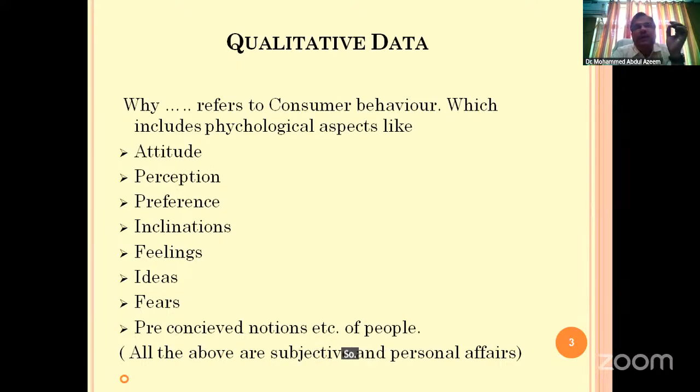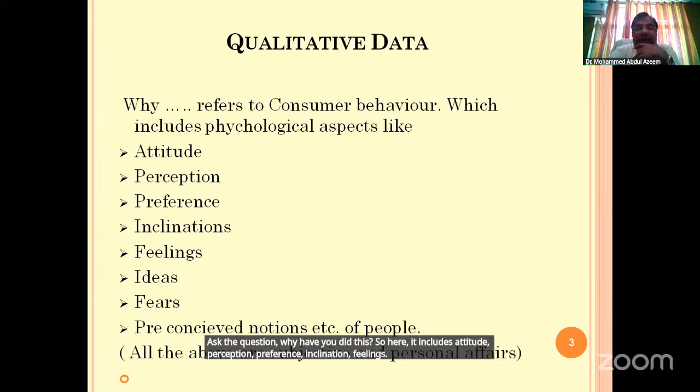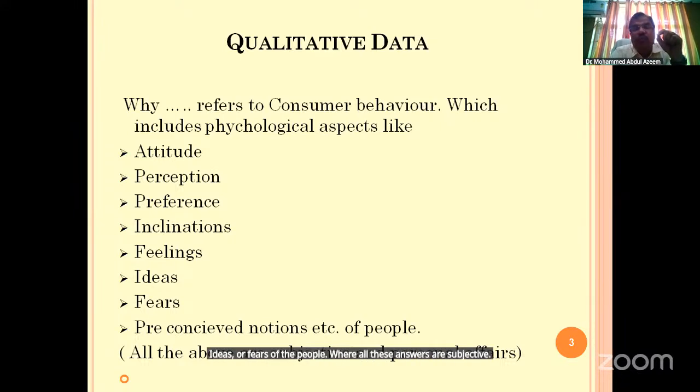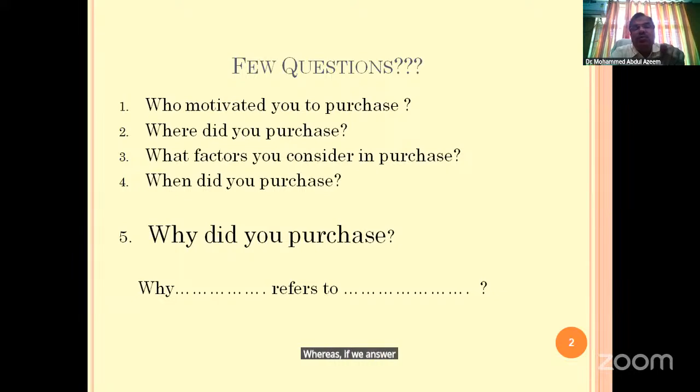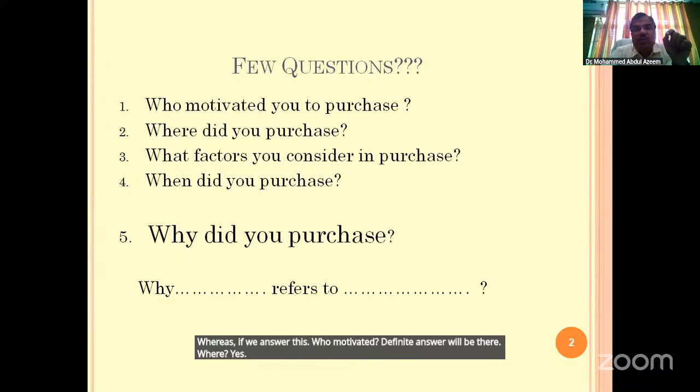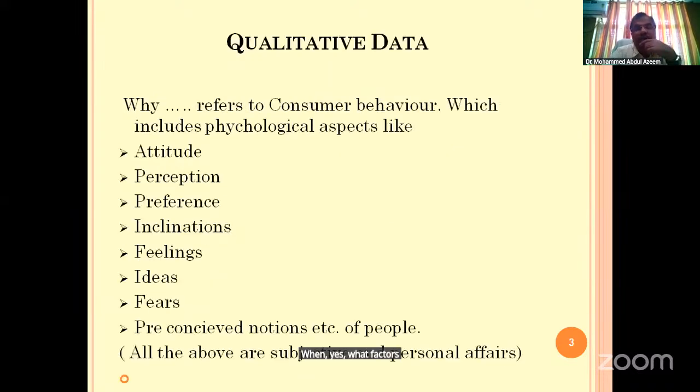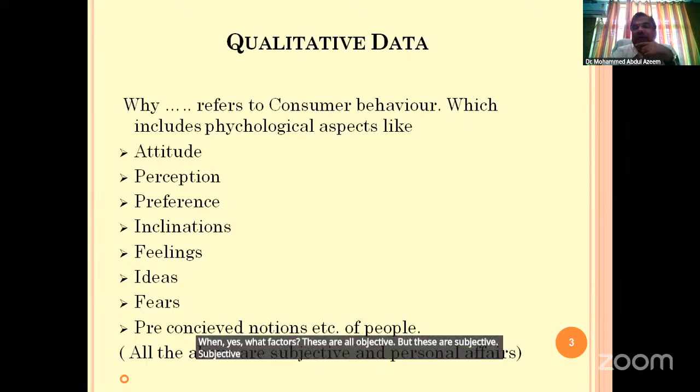So here, a complex thing comes when we ask the question, why have you done this? Here it includes attitude, perception, preference, inclination, feelings, ideas, or fears of the people, where all these answers are subjective. Whereas if we ask who motivated, a definite answer will be there. Where, when, what factors, these are all objective. But these are subjective. Subjective in the sense it varies from person to person. There is no concrete answer.